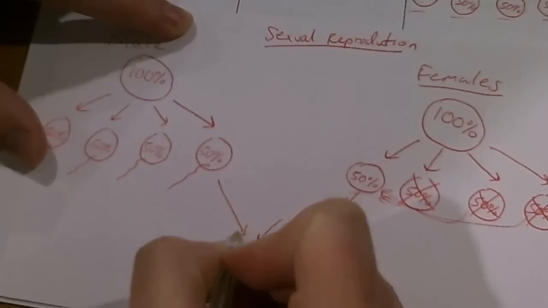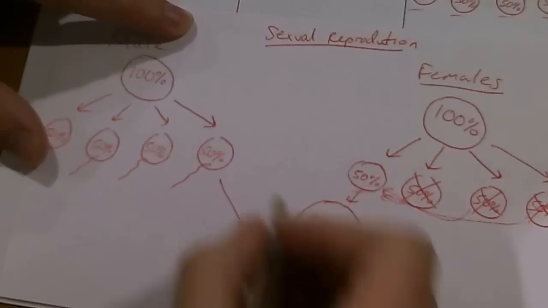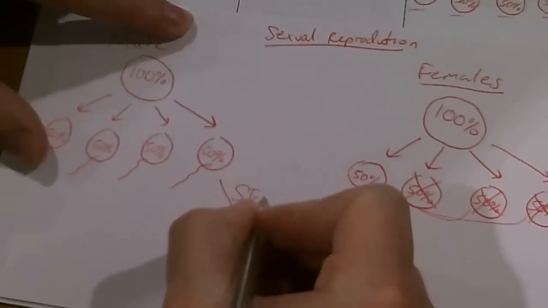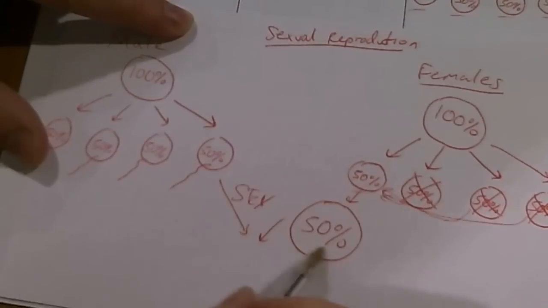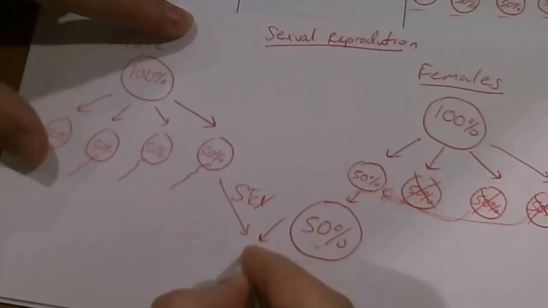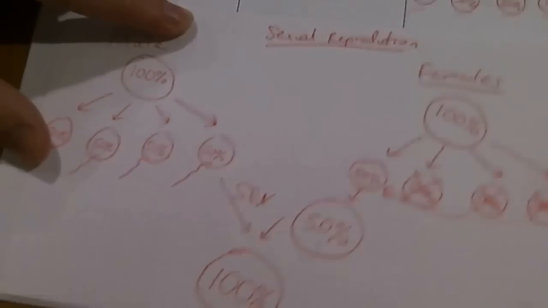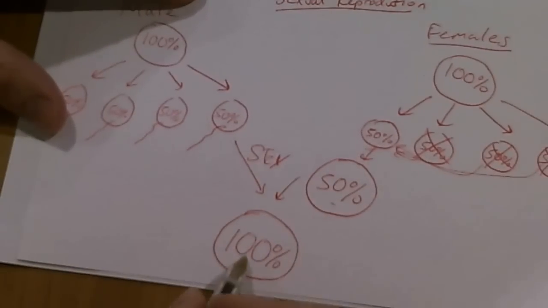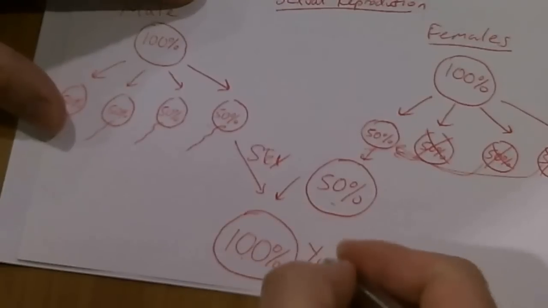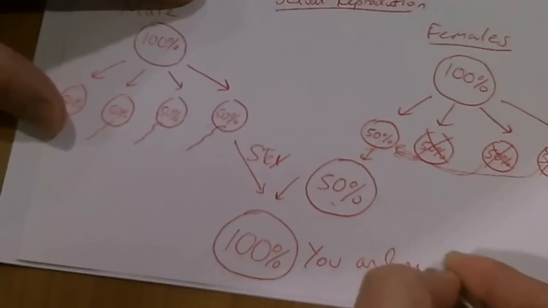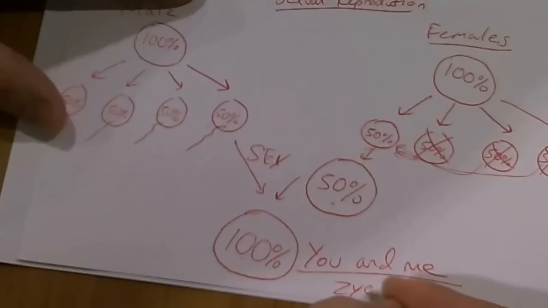Then, these males and females go through a process called sex, and the sperm over here fertilizes the egg. And when 50 and 50 come together, what do you think we get? That's right, we get 100%. And that is the original cell that you and me and all of us started out as, called a zygote.